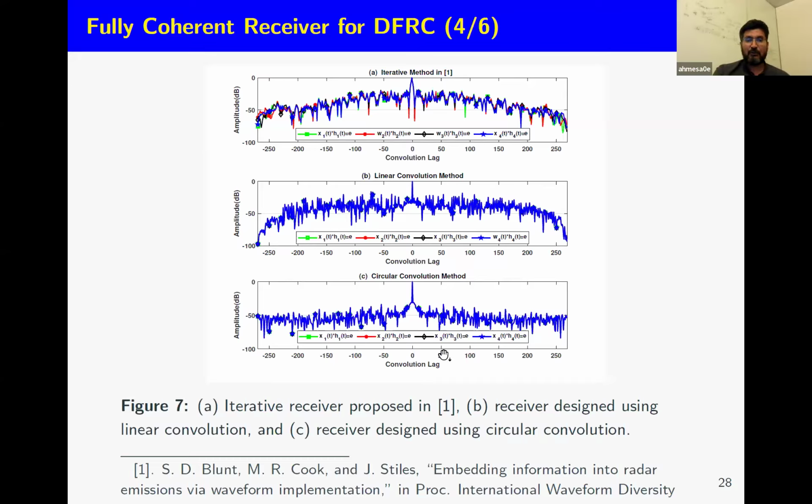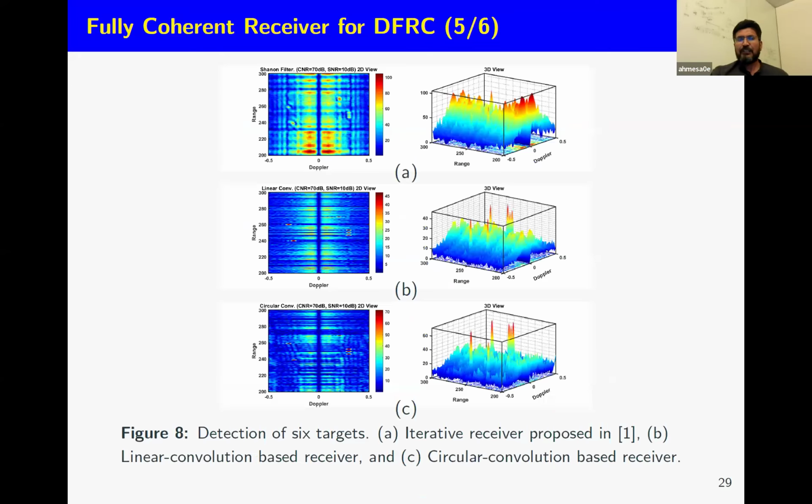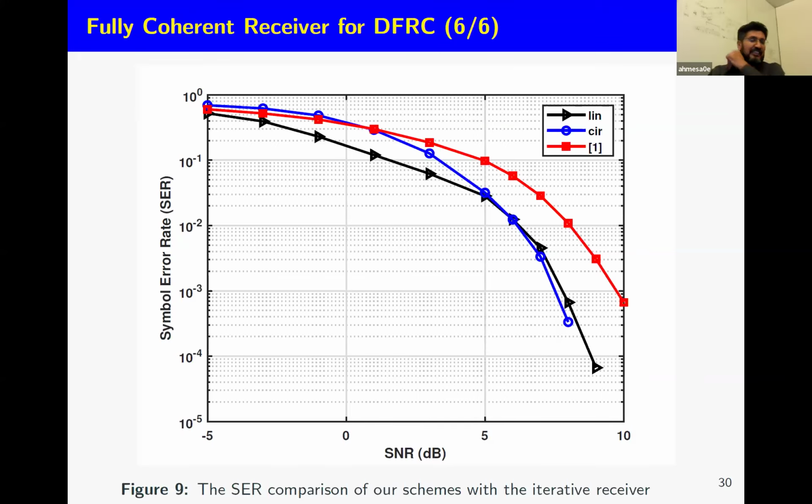As a consequence, you can see the benefits in here. The iterative method proposed by others, it's very difficult to detect the targets with. But with our 2 algorithms, with the first algorithm, it's quite easy. With the circular convolution it's even easier. And again, we can achieve better performance as well with this one.